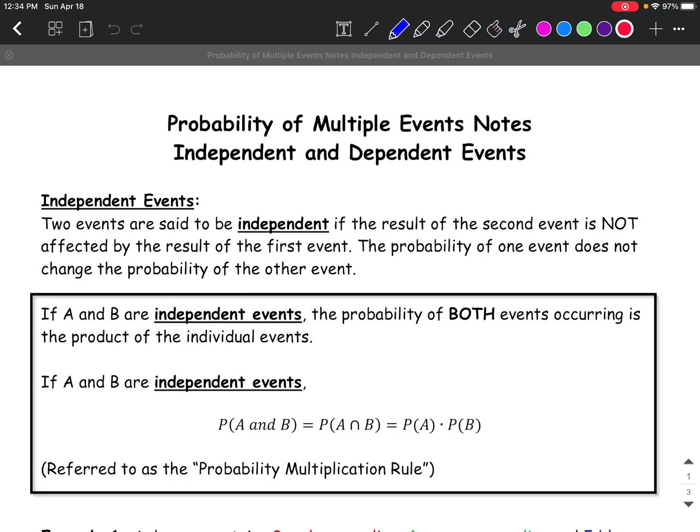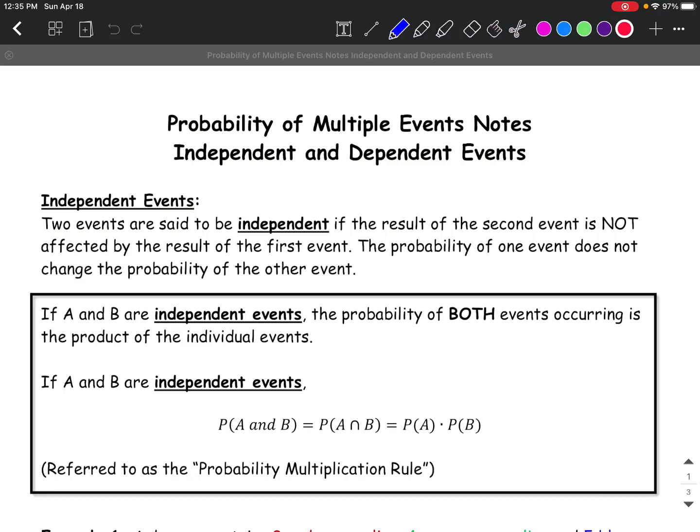Independent events are when the result of the second event is not affected by the result of the first event. The probability of one does not change the probability of the other. So if I roll a die and I want the probability of getting a 2 out of 6, then I'm going to take the die and roll again and the probability of getting a 3 out of 6. Those don't affect each other.